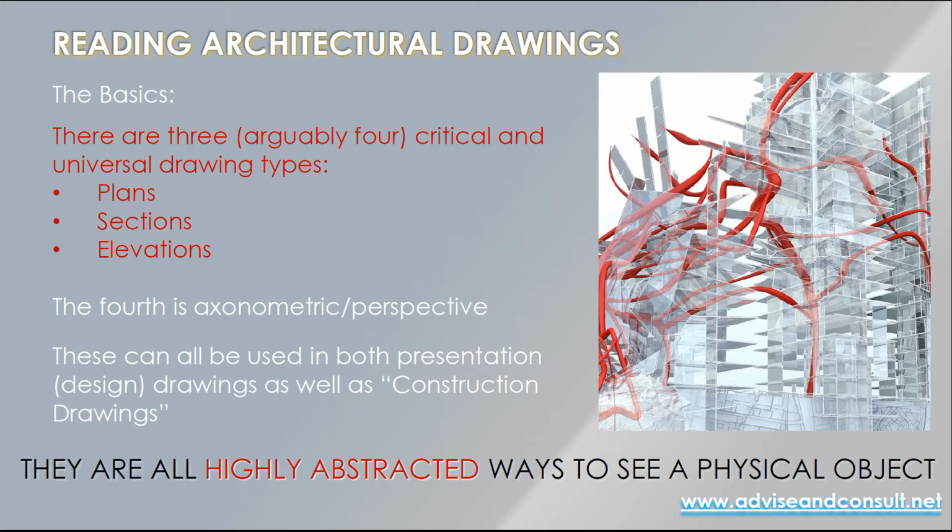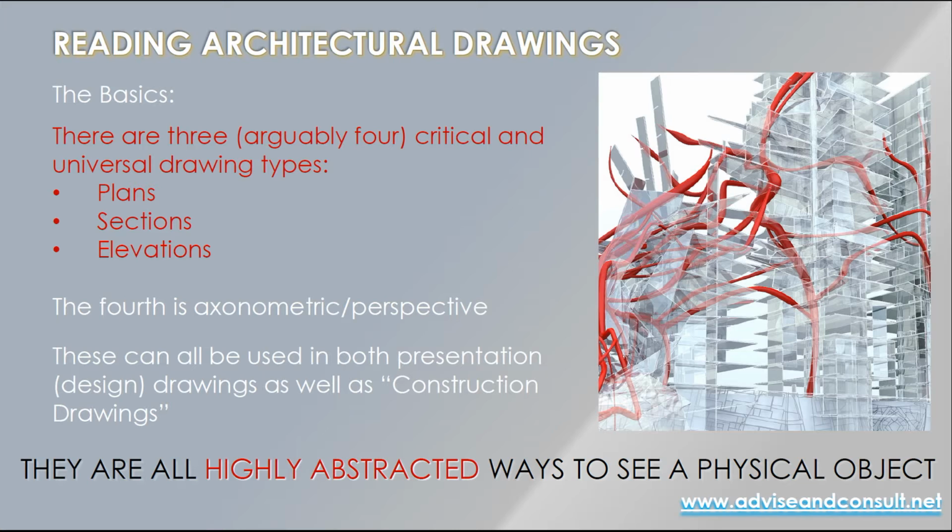So any of these four types of drawings can be used in an architectural construction set of drawings in different contexts, depending on what it is that you're trying to show, what you're trying to convey with the particular type of drawing. And I say at the bottom there, these are all highly abstracted ways to see a physical object. So it's important to keep in mind that these are not images that refer to something that you would typically understand by looking at a building or a room or a space.